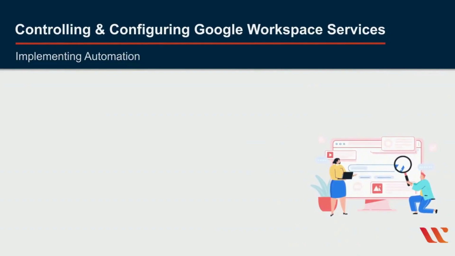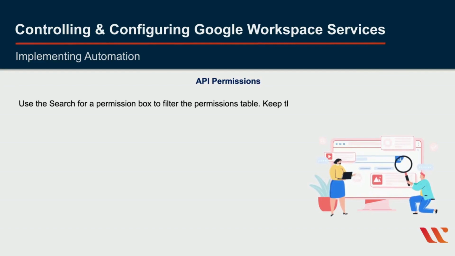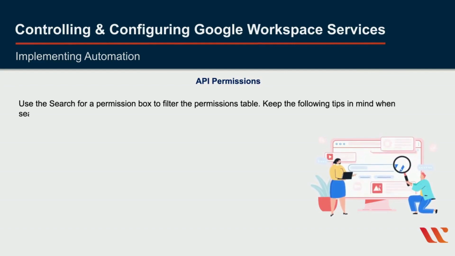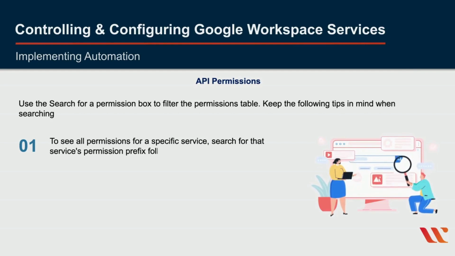Implementing the automation. So let us see about the API permissions. Use the search for permission box to filter the permissions table. Keep the following tips in mind when you are searching. The first is to see all the permissions for a specific service. Search for that service permission prefix followed by a period.